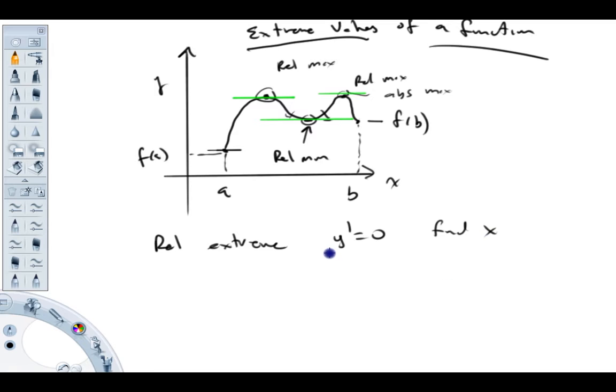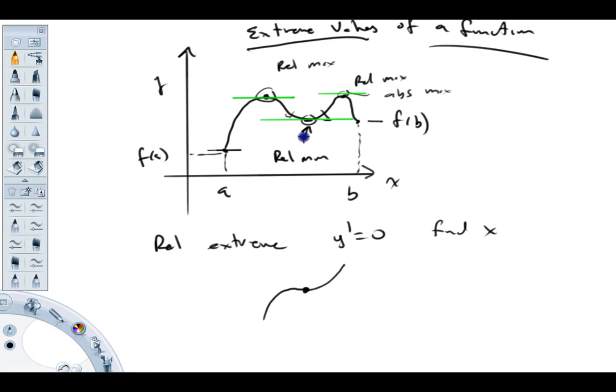Now, just because y prime is equal to 0, that doesn't actually guarantee an extreme value. Sometimes a function can come down like this, have a 0, and then go back up again, in which case this would not be a relative extreme value. That does happen, but the overwhelming majority of the time, when you set y prime equal to 0 and solve for x, you find an extreme value.